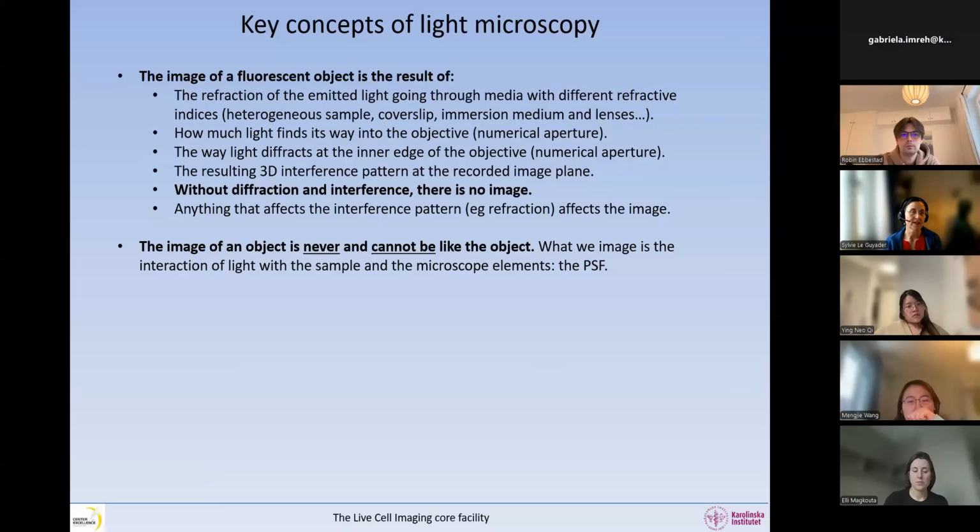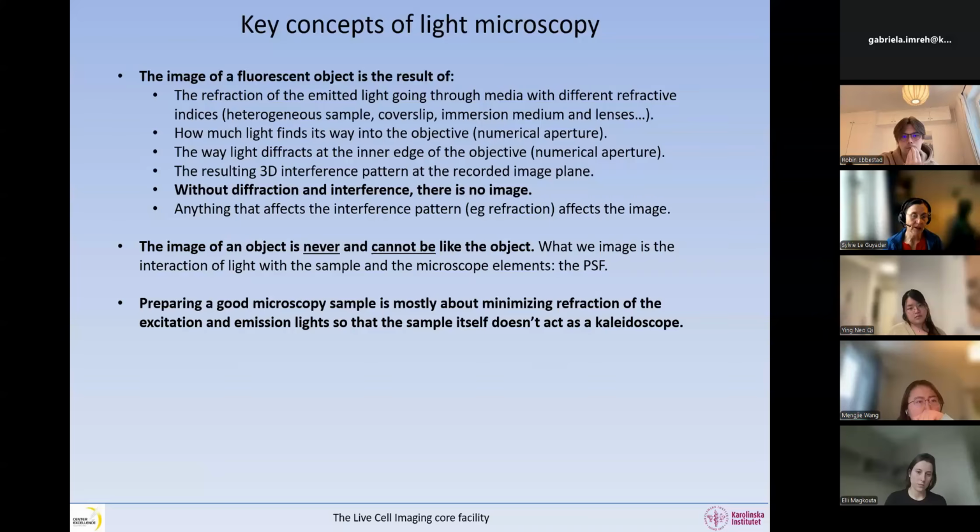This is the reason why I said that the image of an object is never and cannot be like the object, because what we're imaging is the point spread function. We're imaging the way the light interferes or interacts with the sample and the microscope elements. So it cannot be the same. Therefore, for you, preparing a good microscopy sample is mostly about minimizing refraction. And that will have an effect both on the excitation and the emission lights. And you do not want your sample to act like a kaleidoscope, basically.